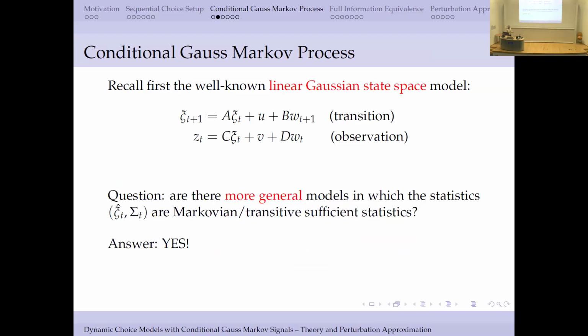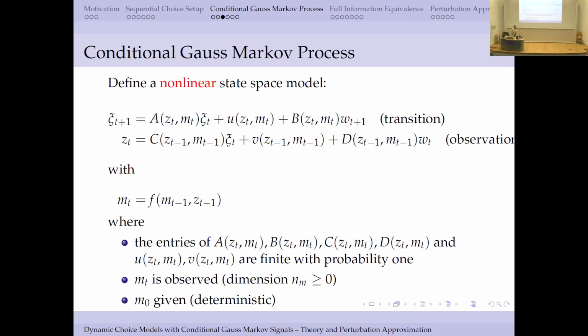So our big question is, can we find more general models, more general than this linear Gaussian state space system, in which we have the same Markovian sufficient statistics, like the conditional mean and conditional variance? That would then guarantee that in these kinds of models, optimal controls become functions of those transitive Markov sufficient statistics. And the answer is yes. The more general model is the conditional Gauss-Markov model. So how is this conditional Gauss-Markov model constructed?